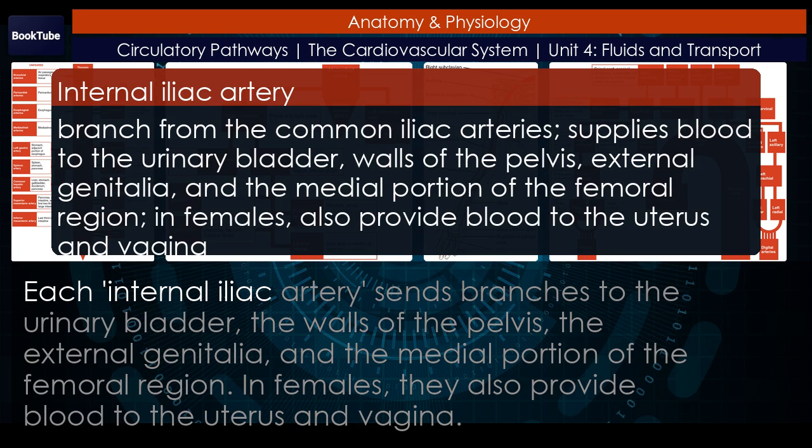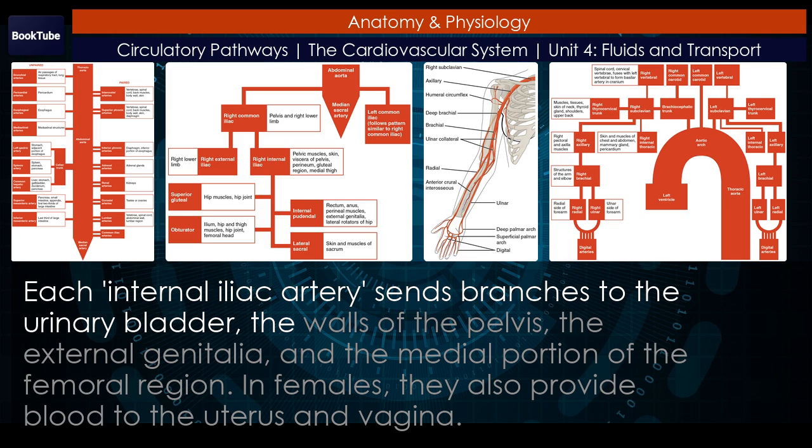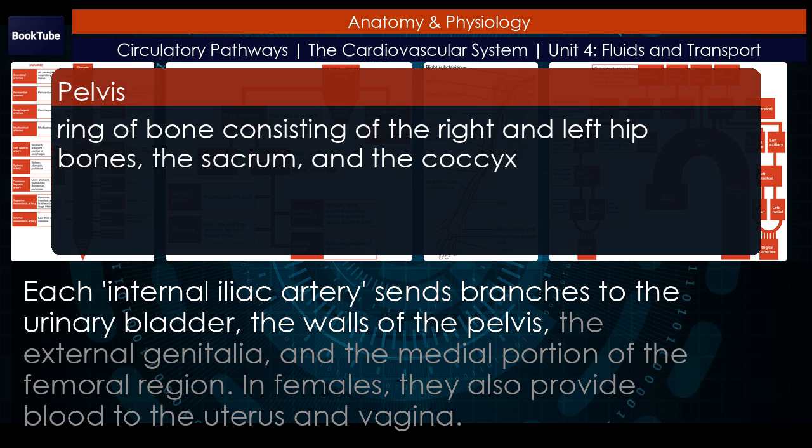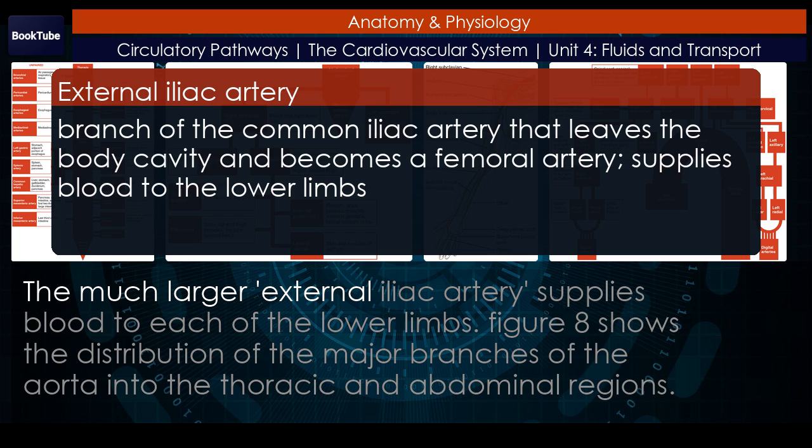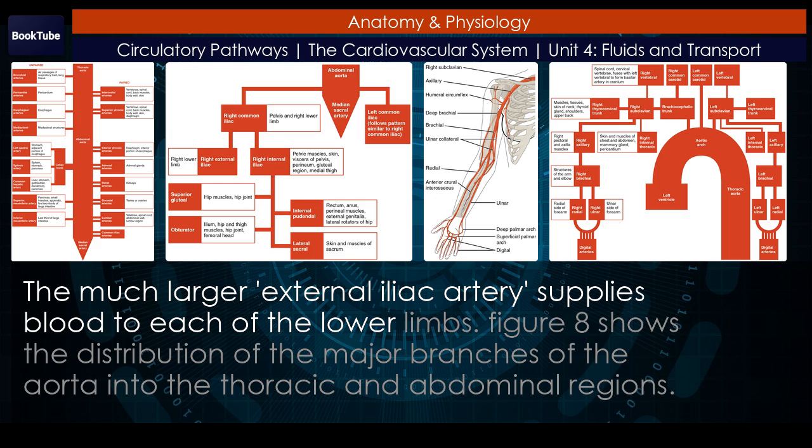Each internal iliac artery sends branches to the urinary bladder, the walls of the pelvis, the external genitalia, and the medial portion of the femoral region. In females, they also provide blood to the uterus and vagina. The much larger external iliac artery supplies blood to each of the lower limbs.